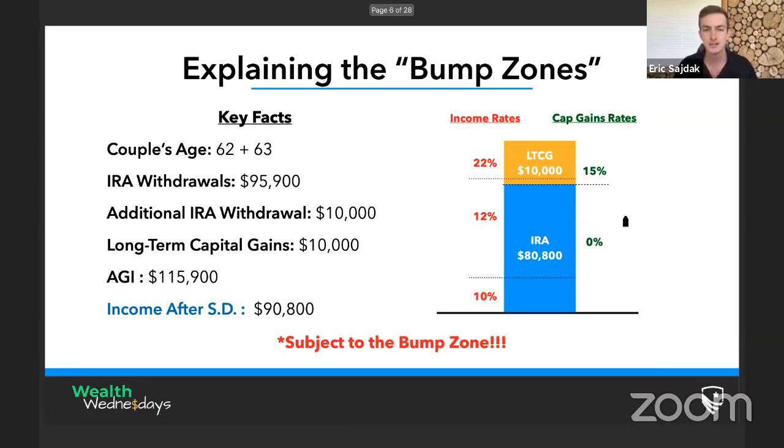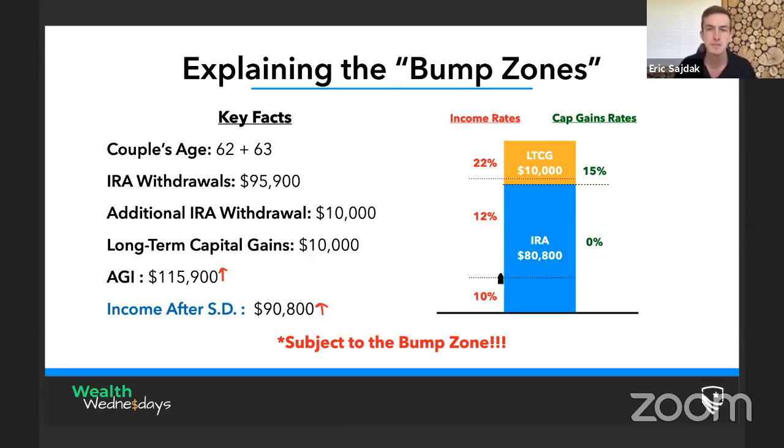Now let's change these numbers a little bit. Let's say for whatever reason, they wanted to go on a nice big trip to celebrate their 40th anniversary or something like that. And so they're taking an extra $10,000 from their IRAs. Everything else is the same. Their IRA withdrawals before were $95,900. They're going to stack on another $10,000 there. They're still going to have long-term capital gains of $10,000. So now their AGI is going to do what? It's going to go up $10,000. Their taxable income is obviously going to go up $10,000.